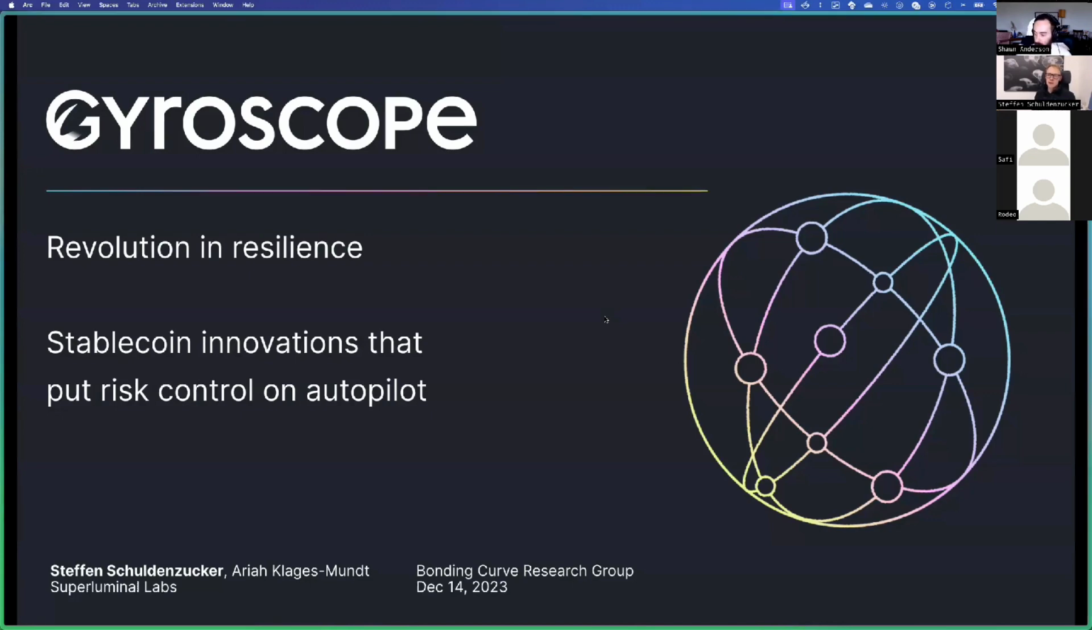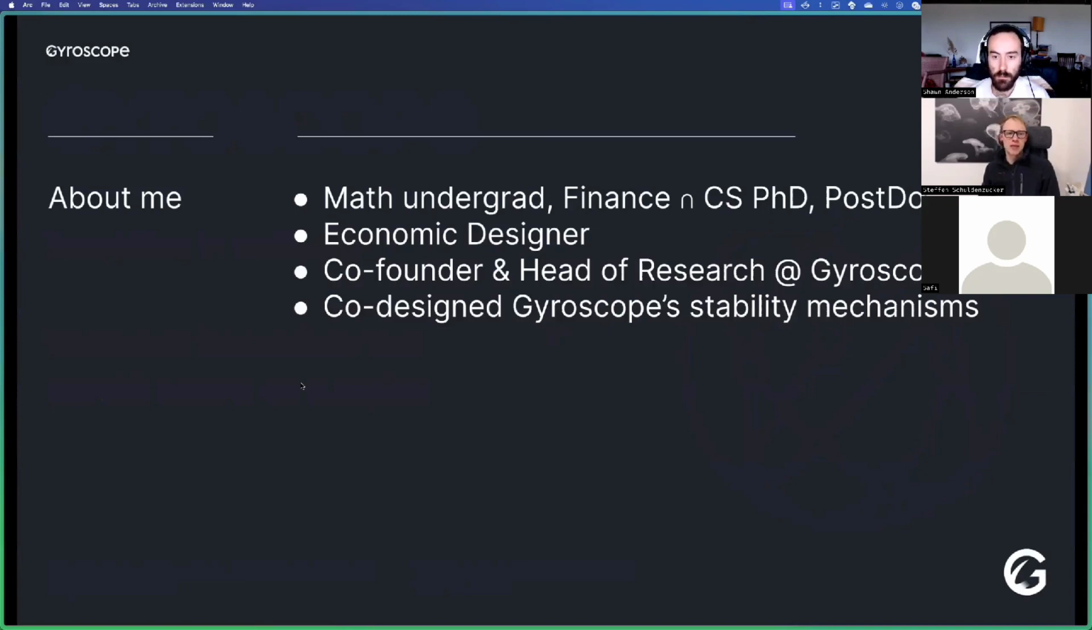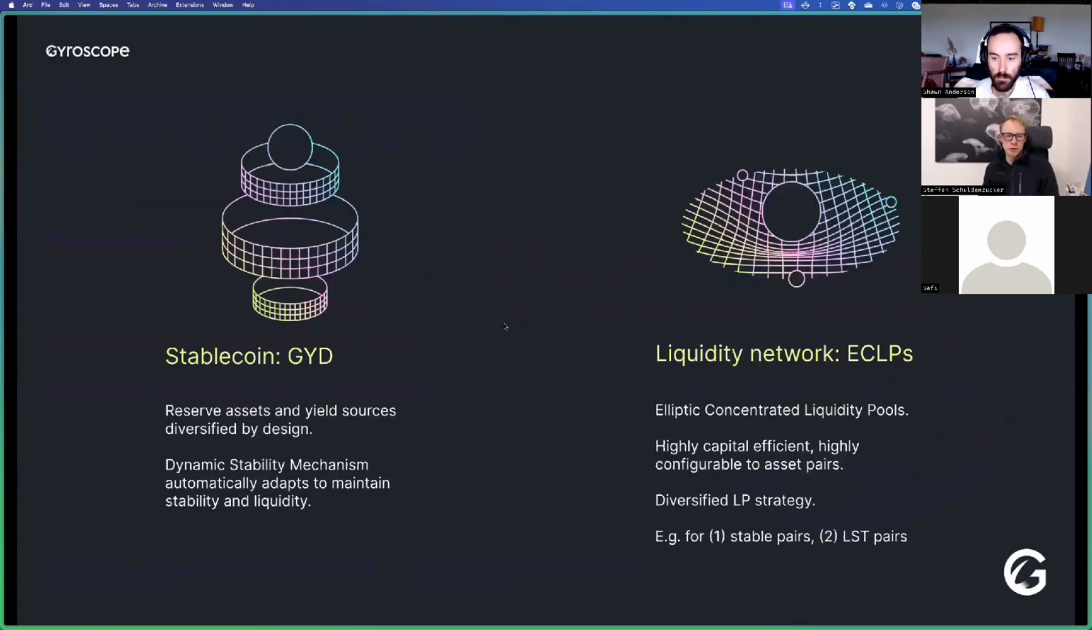Right. So what I want to do today is give you an overview of what Gyroscope is, what all the components of the system are, and then do a deep dive into one component that is related to bonding curves. The kind of ideology we gave ourselves is revolutionary resilience. Let's put risk control on autopilot, at least as far as we can. And Gyroscope is a system that consists of two components.